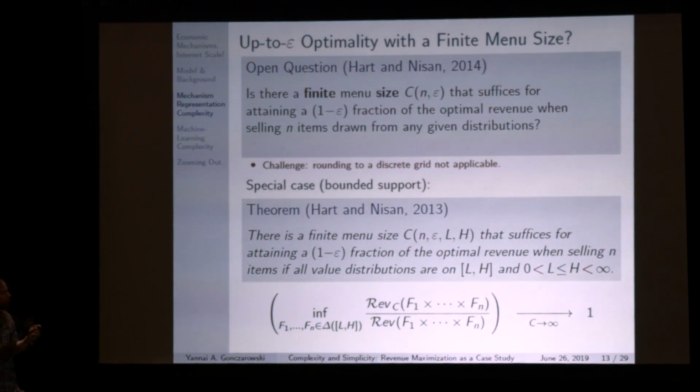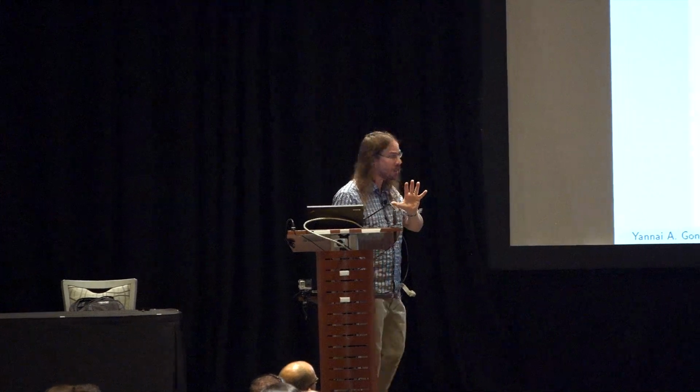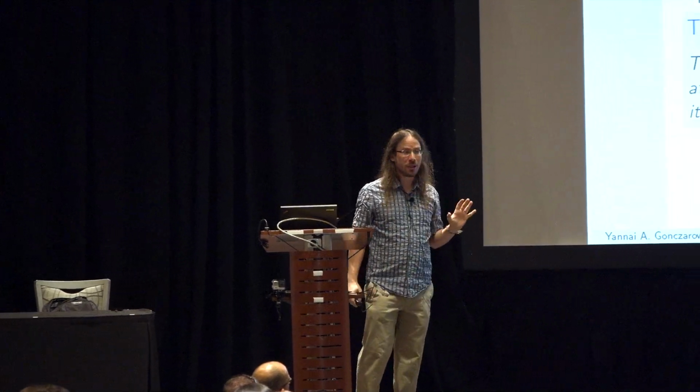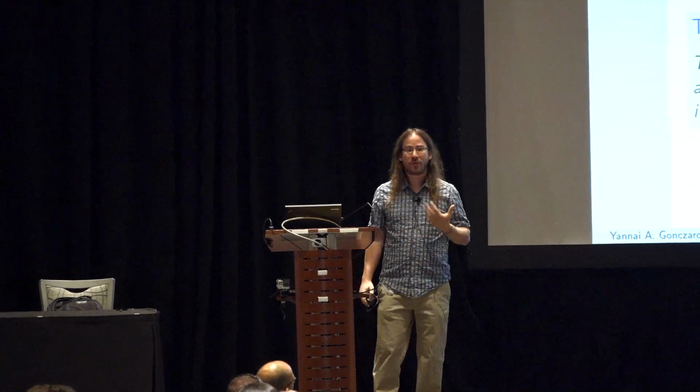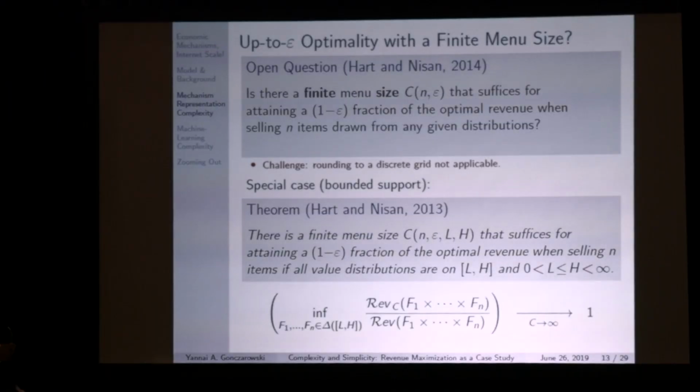So the challenge here really is that basically the only way we know of making small menus is by rounding the menu very carefully, because you have to maintain incentive constraints, to a discrete grid. And for a menu rounded to a discrete grid to be finite, the grid has to be bounded. If a discrete grid is unbounded, you're going to get an infinite menu. It's not going to be of finite size. That's not going to help you, and this is the major challenge here.